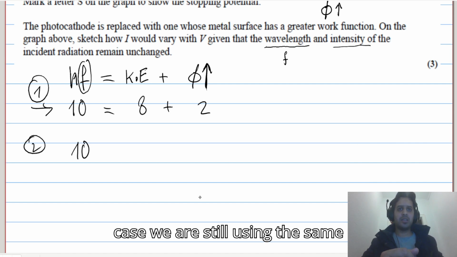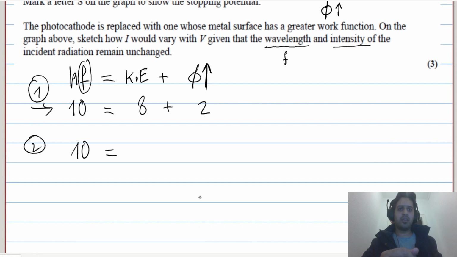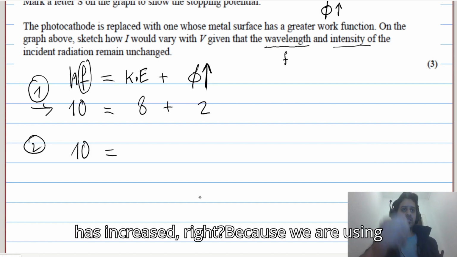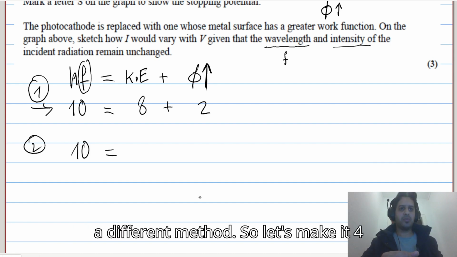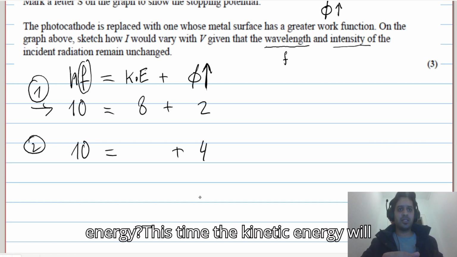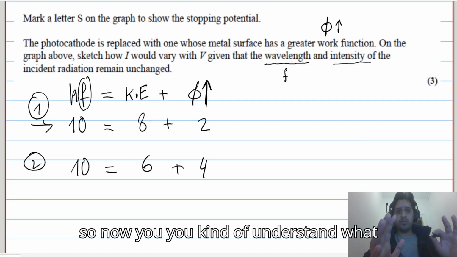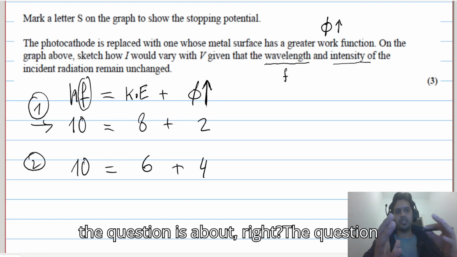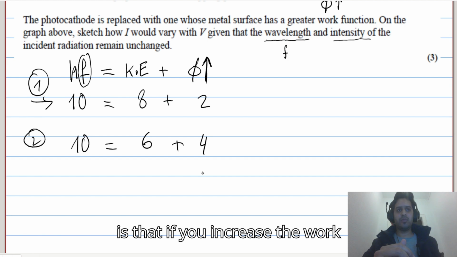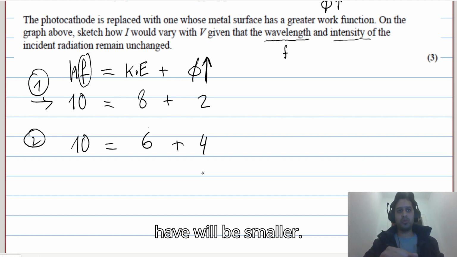Now in the second case, we are still using the same photon, same frequency, same wavelength, and the work function has increased, right? Because we are using a different metal. So let's make it 4 this time. What should be the kinetic energy? This time the kinetic energy will reduce. It will be 6. So now you kind of understand what the question is about, right? The question is that if you increase the work function, the kinetic energy that you have will be smaller.